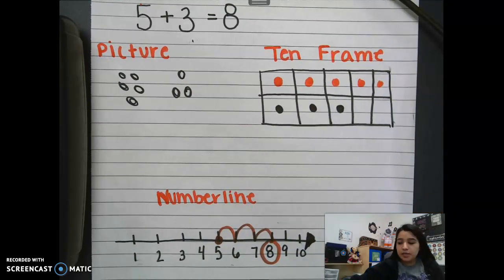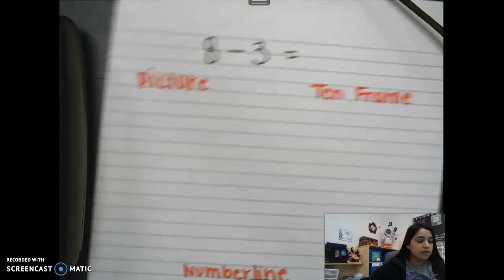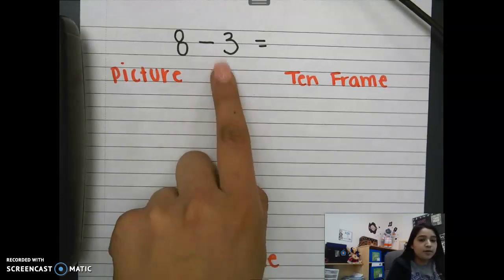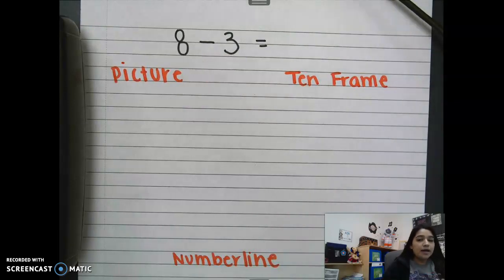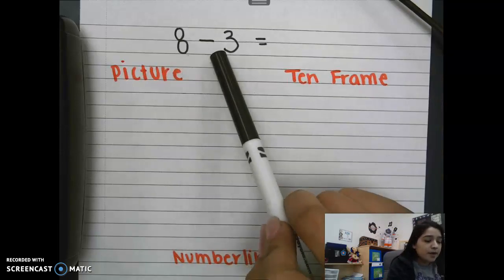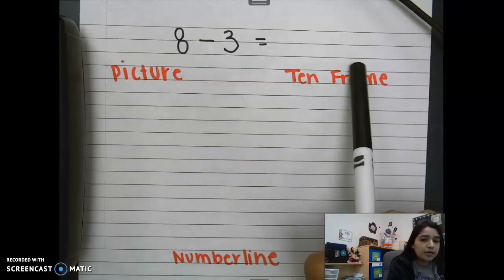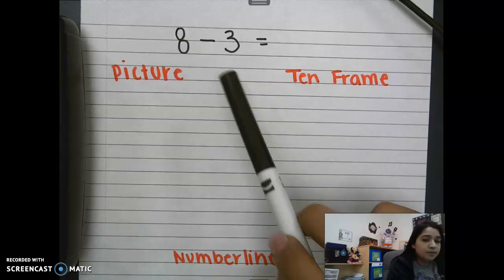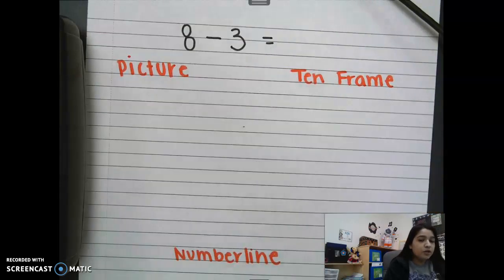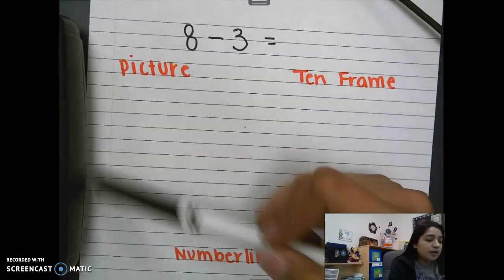So let's go ahead and try a subtraction problem. So I have a subtraction problem right up here. And how do we know that it's subtraction? Let's read it. So this problem says 8 minus 3 equals blank. So how do we know it's subtraction? Because of the minus sign right here. Very good. So we're going to go ahead and draw it in a picture.